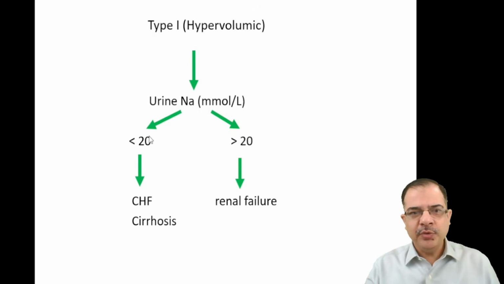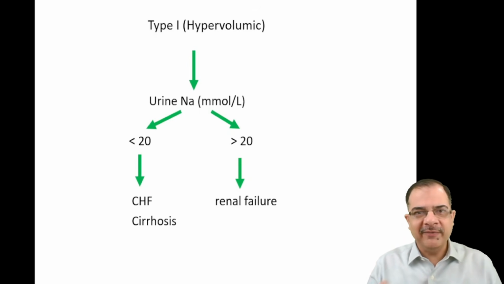If the urinary sodium is low, meaning less than 20, that means the kidneys are working fine. The kidneys are trying to absorb the sodium through their tubules, so the net sodium excretion will be less. This is due to the RAS activation which occurs in hypervolumic hyponatremia. Those cases will be heart failure or cirrhosis. While when the kidney itself is failing, the tubules will not be able to reabsorb the sodium. So in those cases urinary sodium will be more than 20.